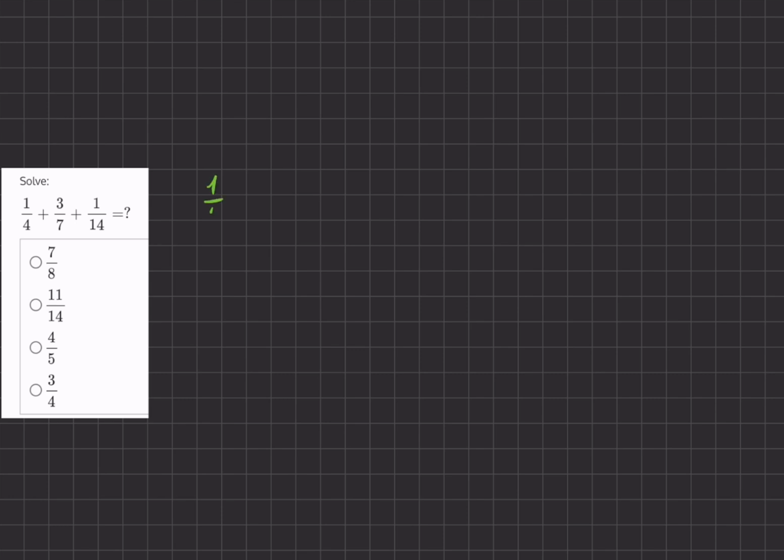We have 1/4 that we want to turn into a common denominator, a denominator of 28. Now, in order to get from 4 to 28, we said that we multiplied by 7. Now, if we multiply the denominator by 7, we'll also have to multiply the numerator by 7, giving us 7 over 28. All right, the next one.